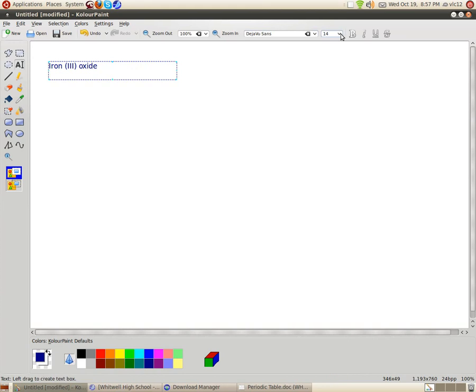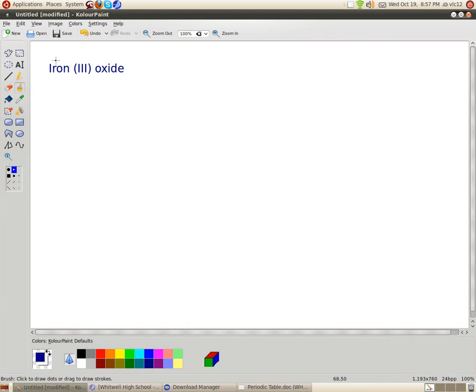Let me increase the size of that in case any viewers are having trouble seeing it. Okay, iron 3 oxide. We see the name displayed on the screen. It's kind of straightforward. Let me turn off the text and actually use the brush. Let me grab the green real quick. This part right here, the iron 3 part, goes together. That's your metal, and that's its charge, the Roman numeral 3 that you see there. The word oxide, well, that's your oxygen.